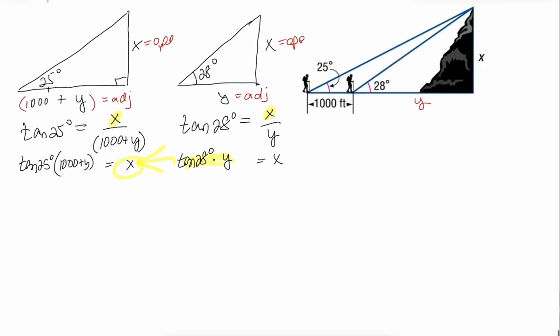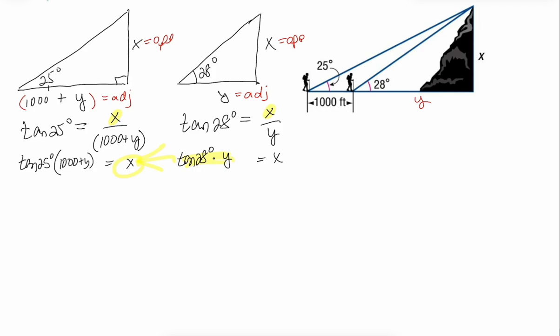Let me scooch this up so we got it. Okay. So we know that the tangent of 25 times 1,000 plus y equals the tangent of 28 times y. Now, if those were numbers there, if the tangent of 25 said 6 and the tangent of 28 said 2, we would know how to solve that in a blink of an eye. That's a simple equation. But the tangent of 25 and the tangent of 28 are kind of gross numbers.